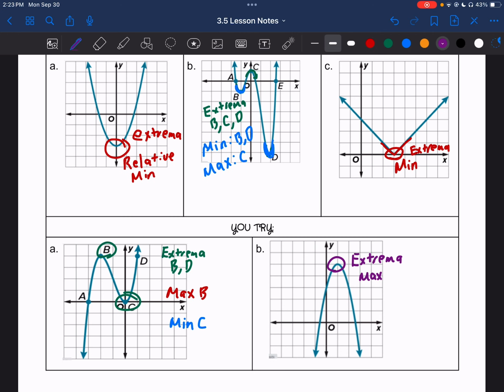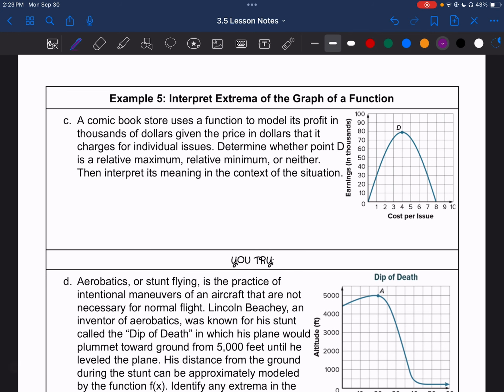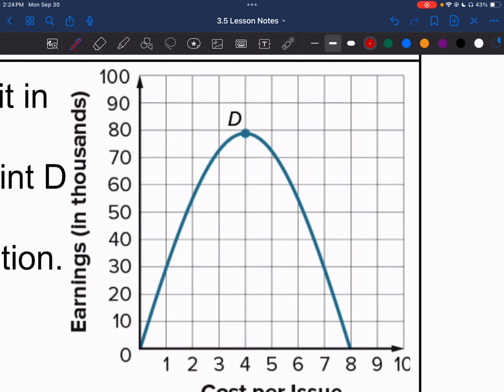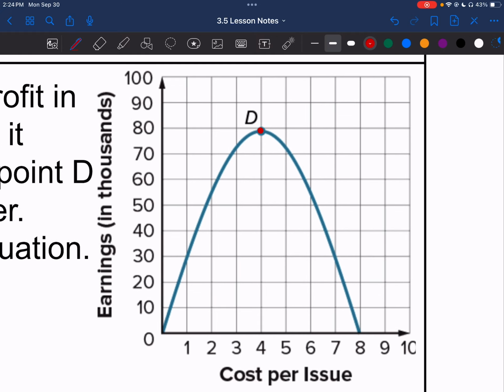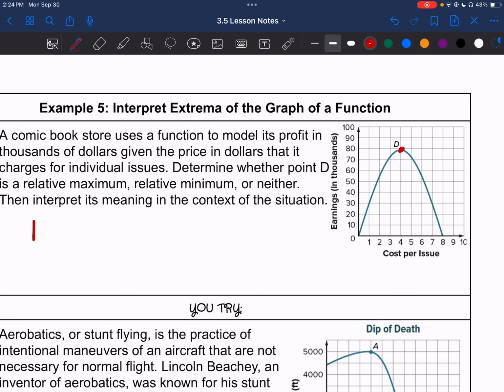All right, we're going to move on to example 5. Interpret extrema of the graph of the function. So a comic book store uses a function to model its profit in thousands of dollars given the price in dollars that it charges for individual issues. Determine whether point D is a relative minimum, relative maximum, or neither, and then interpret its meaning from the context of the situation. So if I look at the graph and zoom in on it, we're looking at point D up at the top there. We're at the top of the graph, so this is a relative maximum.